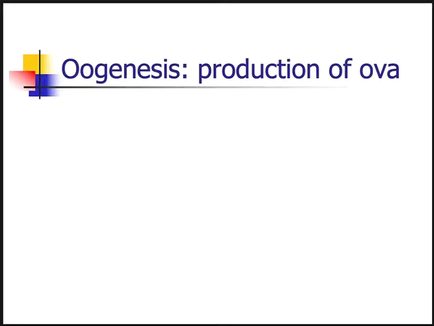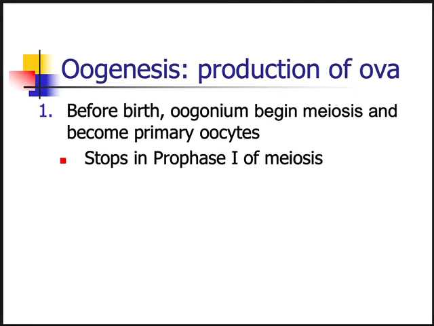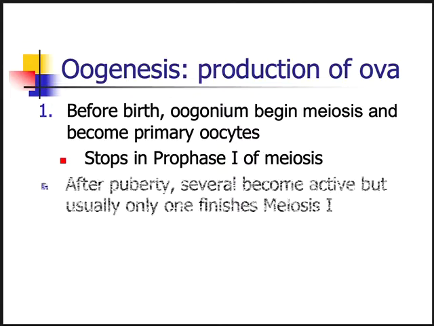Oogenesis, production of ova. So before birth, as you saw in the video and as I mentioned already, the oogonium begin meiosis and become primary oocytes. Then they stop in prophase 1 of meiosis. After puberty, several become active, but usually only one will finish meiosis 1.